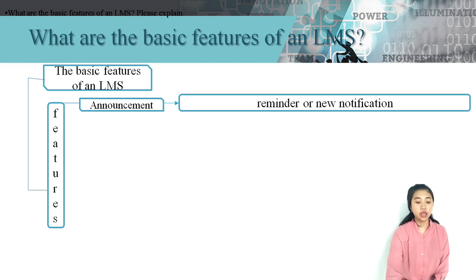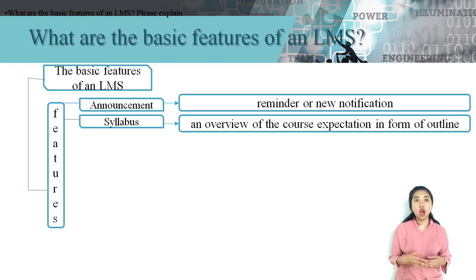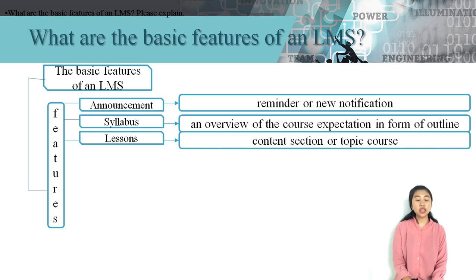The second feature is syllabus, an overview of the course expectation in the form of outlines. After students read the announcement, students should review the syllabus and make an agreement with the teacher. The feature number 3 is lesson, content section or topic course. The section provides content per week and students should click one section to get the content per week.